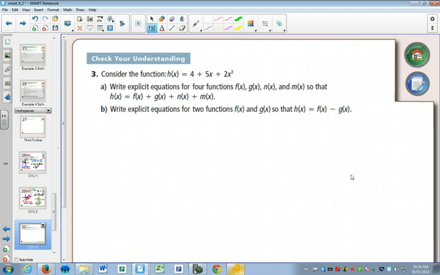4 plus 5x plus 2x cubed. And they say, can you make 4 mini functions so that your mini functions, when you put them all together, equal the function that you have to start with? So, f of x, g of x, n of x, m of x.